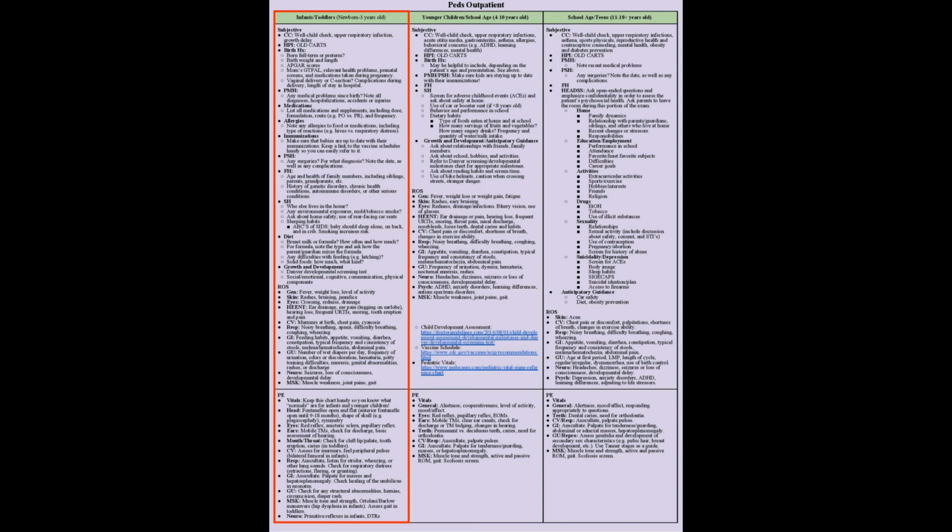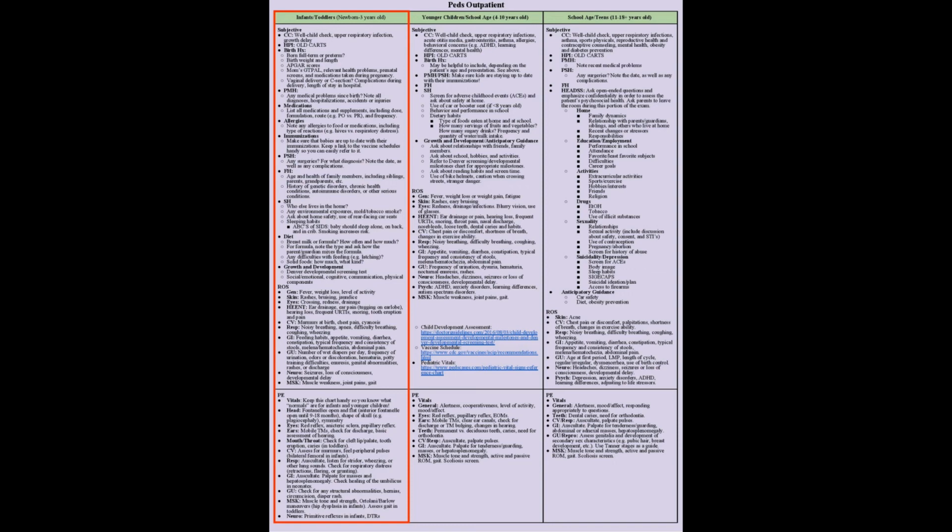Okay, and then for ears, little kids are more likely to get ear infections, so you want to check for any discharge, make sure the TMs are mobile. For the mouth and throat, you want to make sure that especially in infants, there's no cleft lip or palate, and in toddlers, you want to check for any dental caries.